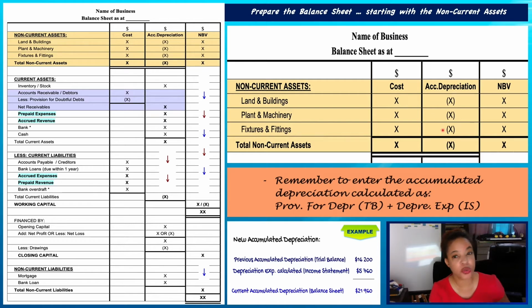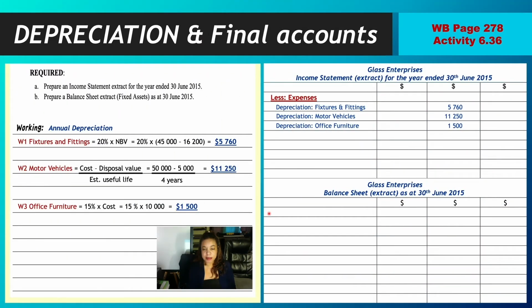Okay, and you will just do this for each one. Look at the previous accumulated depreciation in the trial balance, and add the amount that you calculated for that non-current asset. You can just look in your income statement and take that figure, and when you add it up, it goes there. Remember, we did a video on that. Balance sheet, non-current assets, you're using your 3 columns: cost, accumulated depreciation, and your net book value.